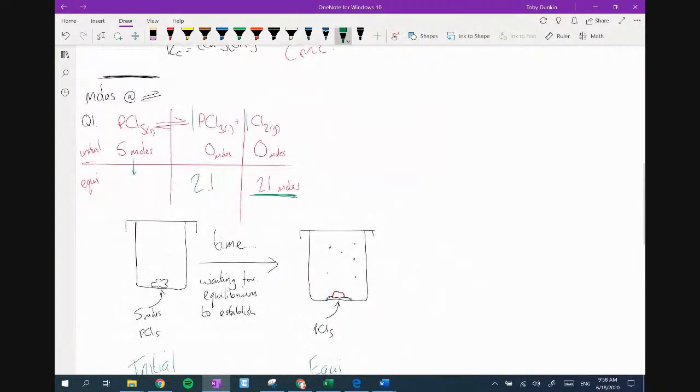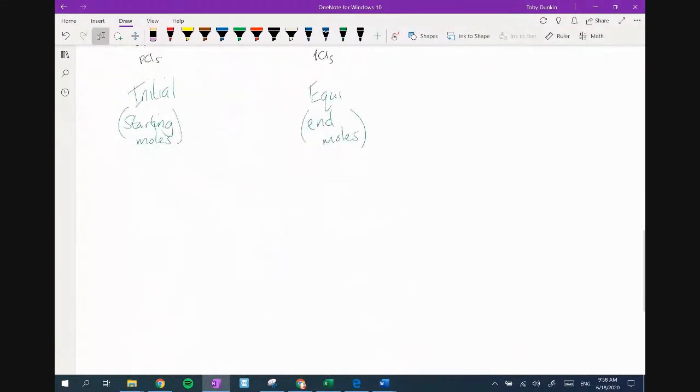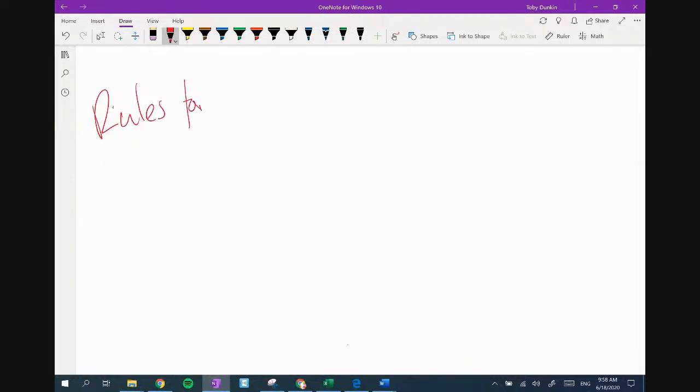So rules. We now need to establish some rules for this. So reactants. And the problem is I need to actually give an example.